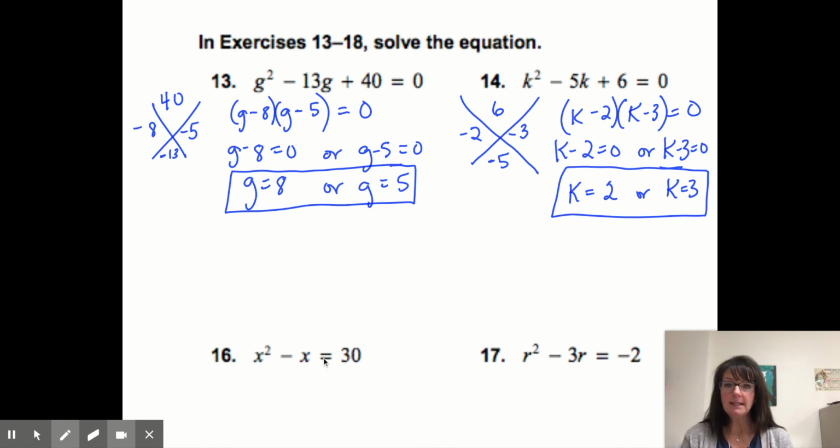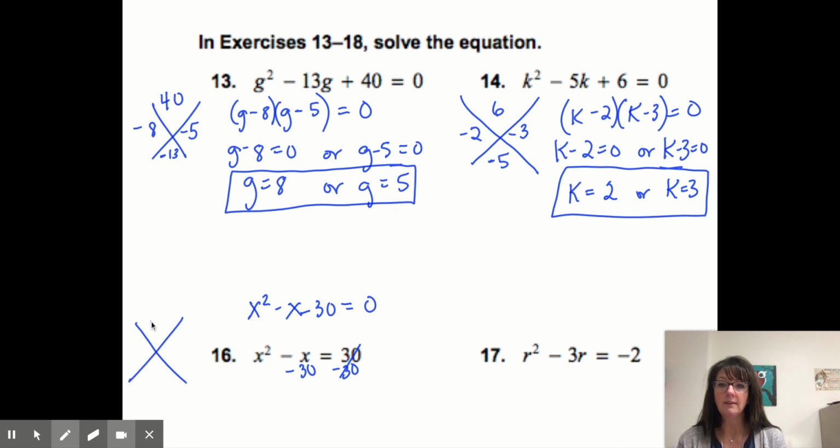And for number 16, it's not equal to 0, but we could just subtract 30 from both sides in order to get it equal to 0. So we would have x squared minus x minus 30 is equal to 0. Now we can factor this trinomial in which we want to find factors of a negative 30 that sum to a negative 1.